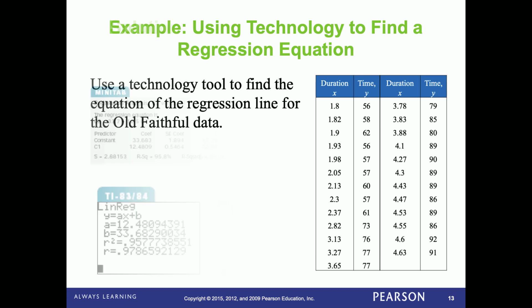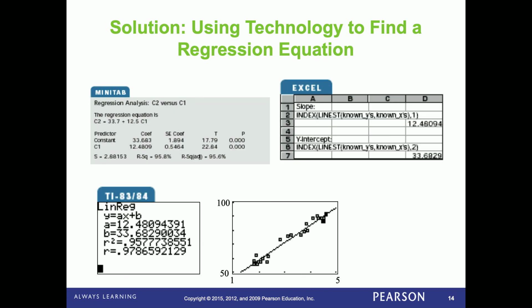All right? There's three ways. There's Minitab. We're not going to use Minitab. There's Excel, and then there's the TI calculator. So this example is not the TI calculator. We're going to do Excel. All right? So we're going to do Excel to find out our 2 points. With this data, notice they got 12.48 and they got 33.68. Remember those numbers, all right?